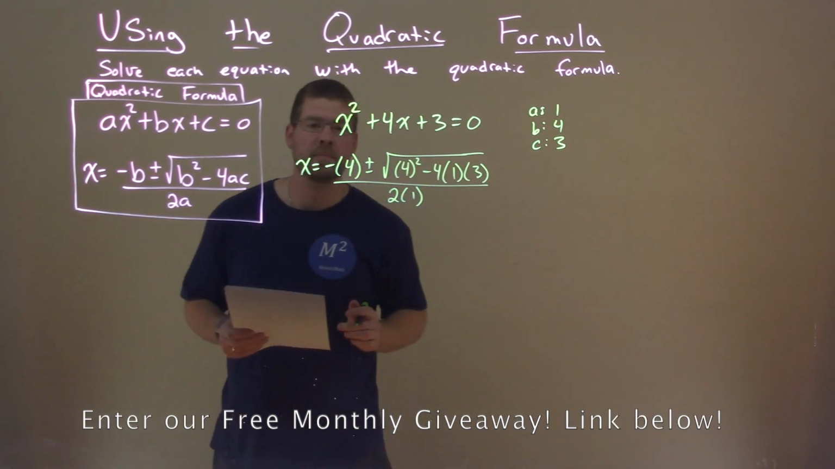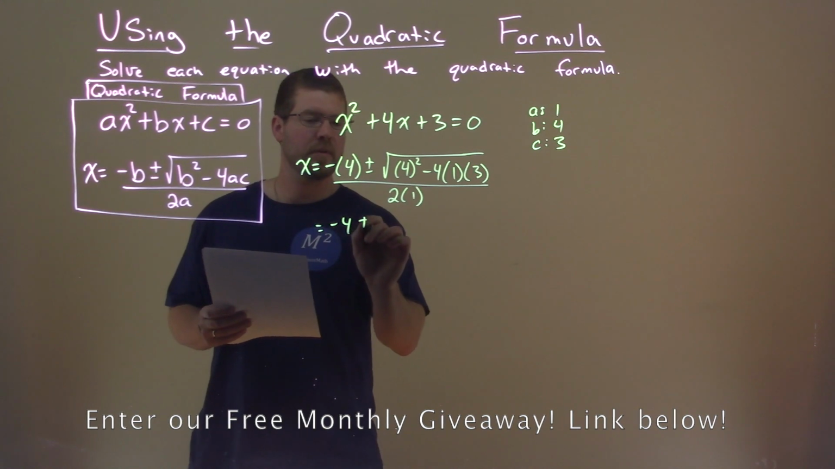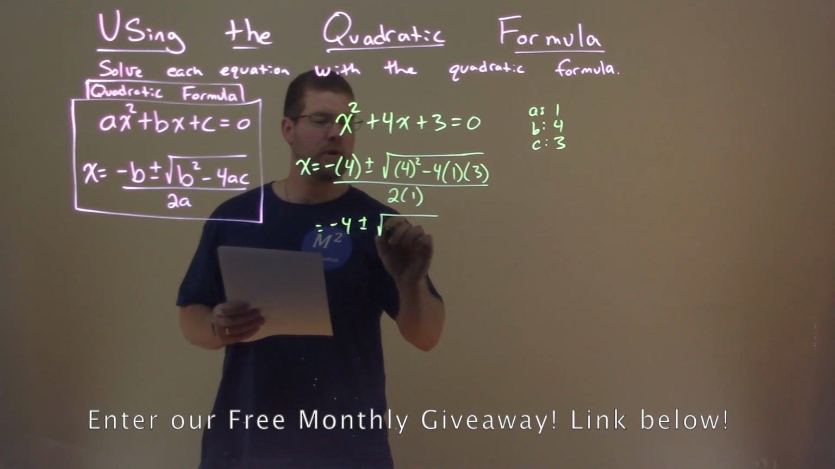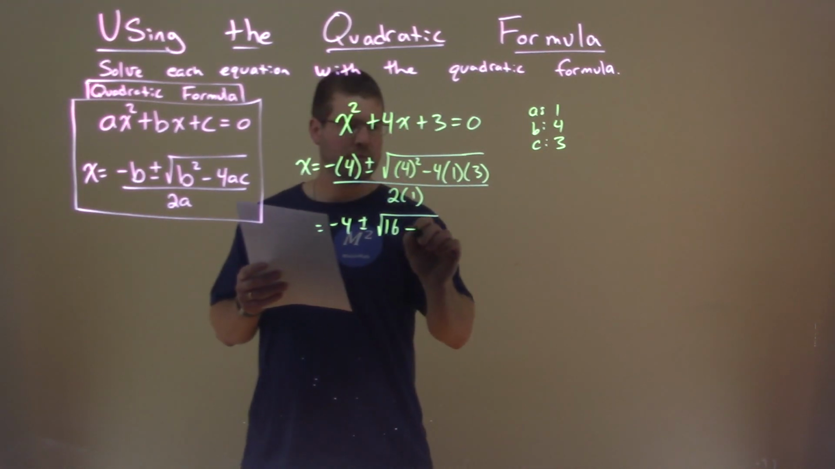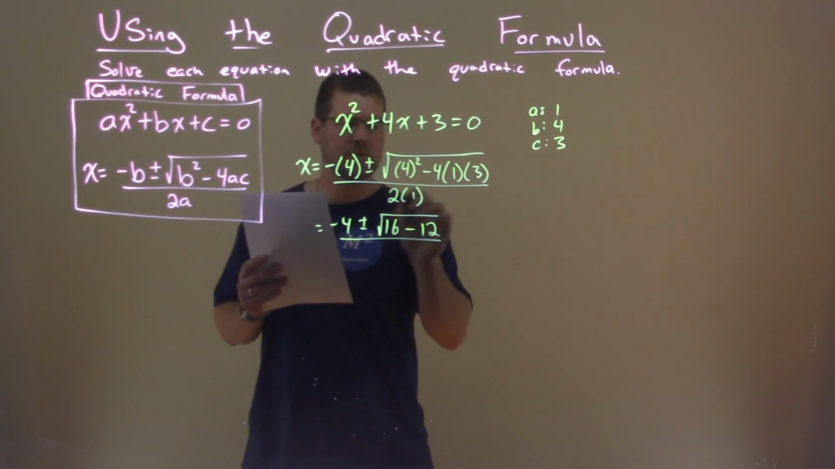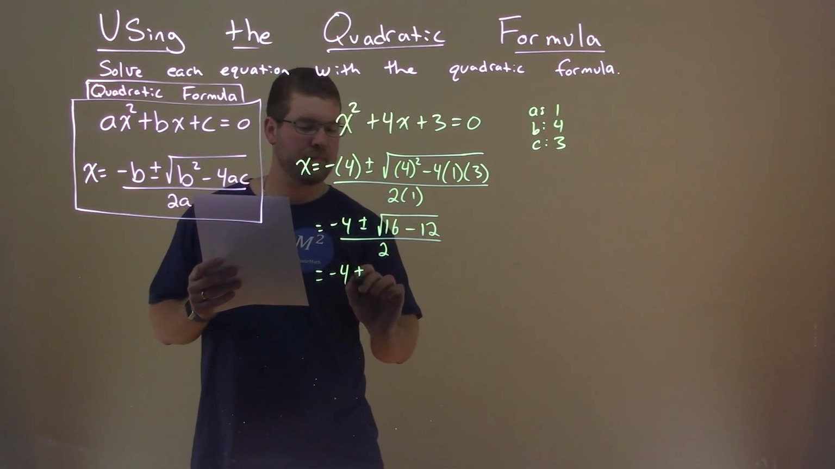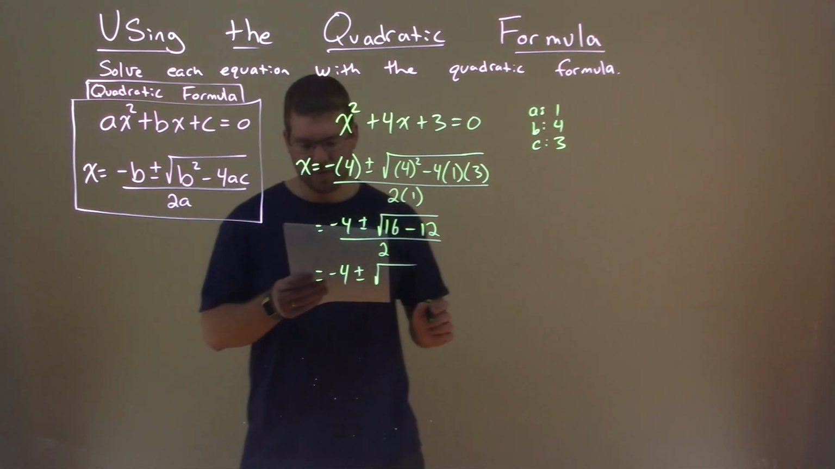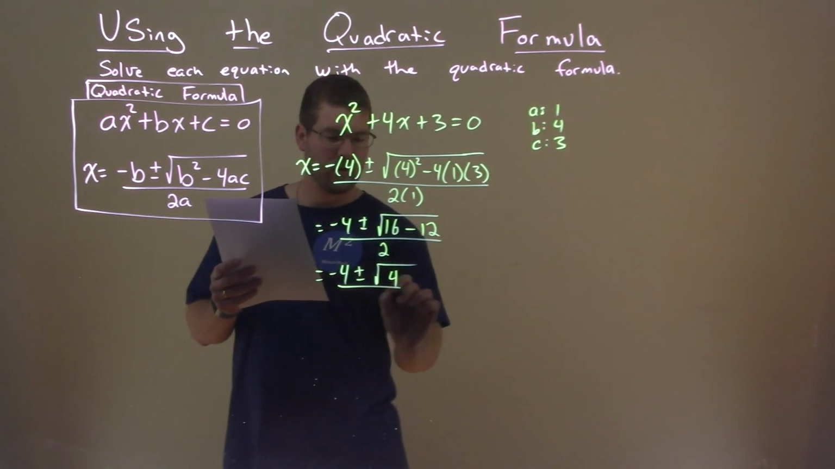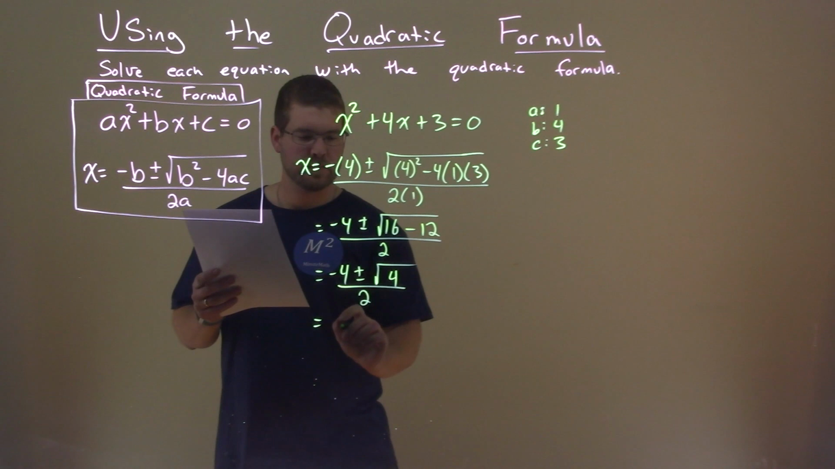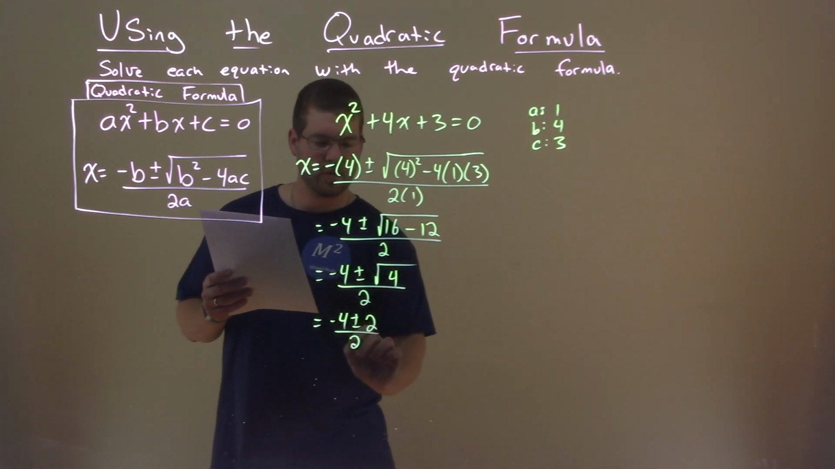Well, let's go simplify this now. Negative 4 here, plus or minus the square root. 4 squared is, well, 16. And 4 times 1 times 3 is 12. So we minus 12 here, all over 2 times 1, 2. Keep on simplifying. Inside the square root, 16 minus 12 is, well, good old 4 over 2. Negative 4 plus or minus square root of 4, which is 2, over 2.